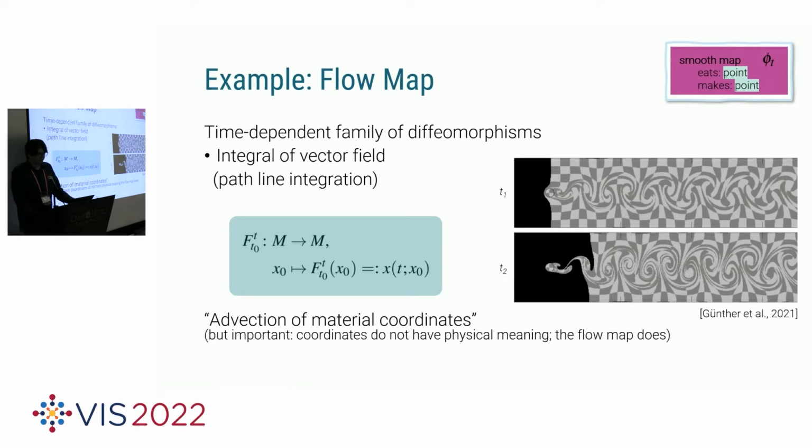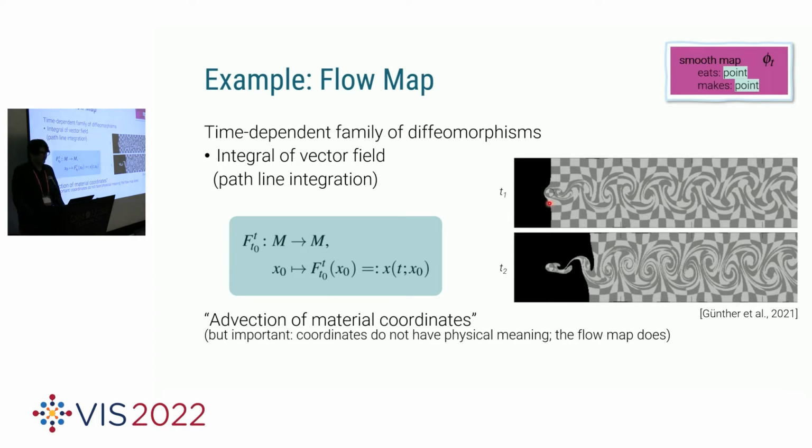One important example from the literature, from a nice paper about visualization techniques, is the flow map. And the flow map really is such a diffeomorphism parameter group. We can think of it as taking the integral of a vector field, like path line integration through the vector field. This map here, f subscript t0 and superscript t, would be the map from points at t0 to t, and we map by really following the flow of the path line. That way we can map all the points on the manifold to new points.